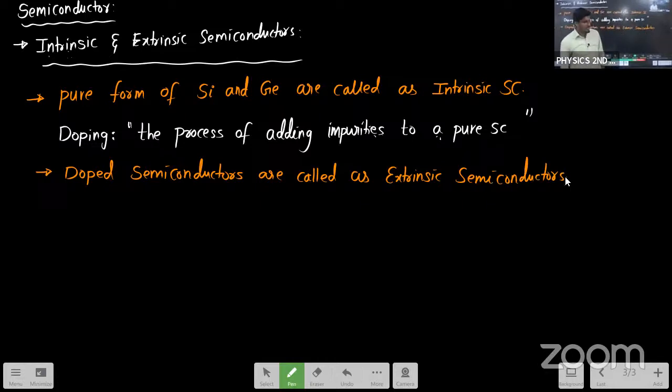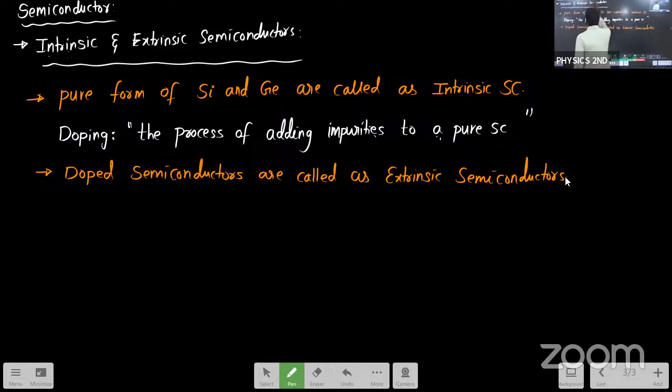Many times they have asked this question: what are intrinsic and extrinsic semiconductors? What is an intrinsic semiconductor? Pure form of germanium or silicon is called intrinsic semiconductor. And what is an extrinsic semiconductor? Doped semiconductors are called extrinsic semiconductors. What is the meaning of doping? Doping represents the process of adding impurities to a pure semiconductor. Which type of impurities will we be adding? We will be adding trivalent impurities or pentavalent impurities. Depending on the impurity, whether trivalent or pentavalent, we will get two other types of semiconductors in extrinsic semiconductors.